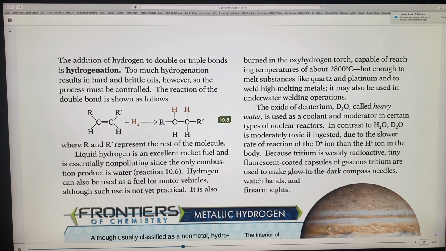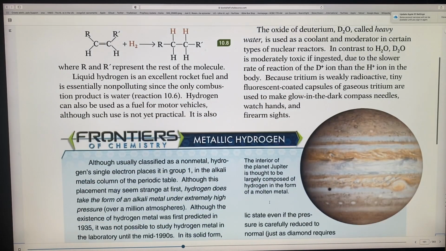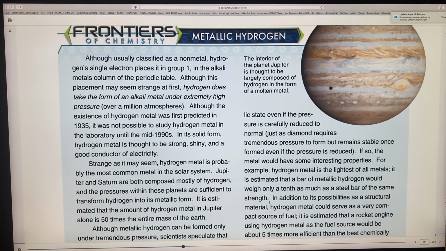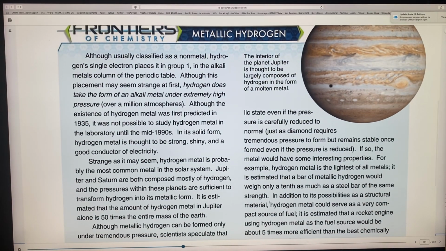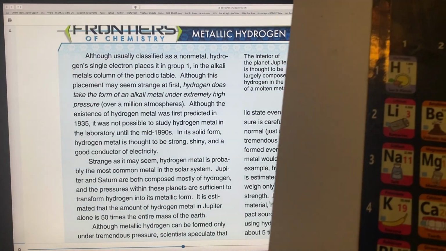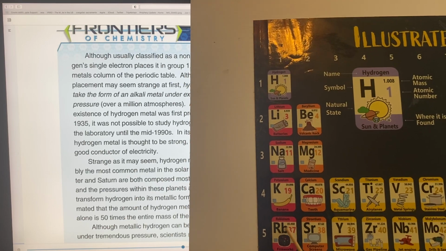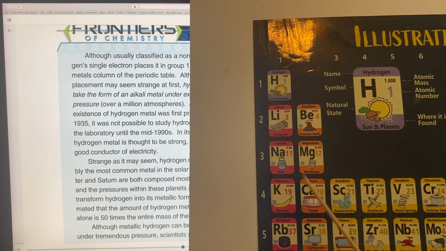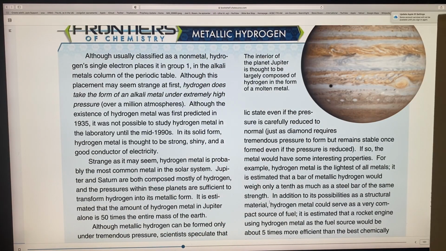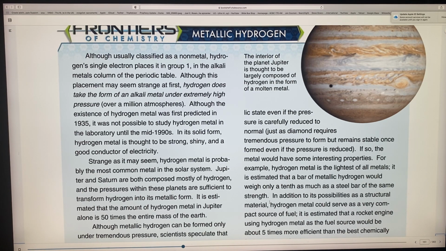So let's go down to this part here. It's pretty interesting, and that's talking about metallic hydrogen. Do you know that hydrogen is in the column of the metals, right? As I said before, here are the different metals, it's in that column, but it's a non-metal. But come to find out, like I said before, in certain circumstances, it can be considered in group 1, it could take the form of an alkali metal.